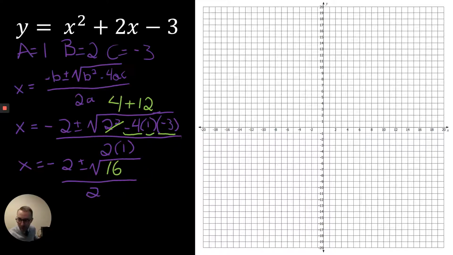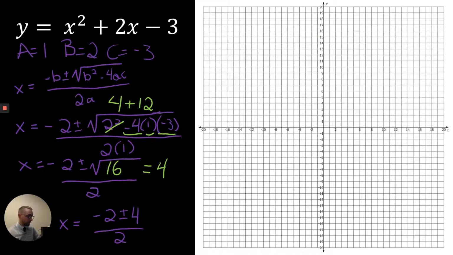So the next thing, to find the square root of 16. What is the square root of 16? Well, the square root of 16 is 4. So as I continue to simplify this and follow the order of operations, I'm going to have x equals -2 plus or minus 4 all divided by 2.